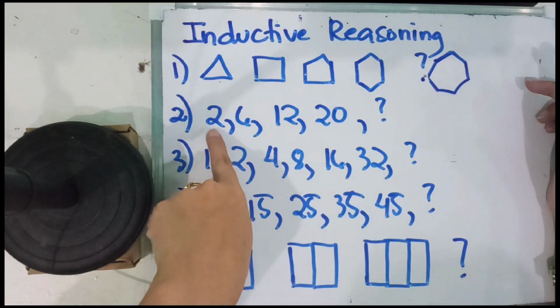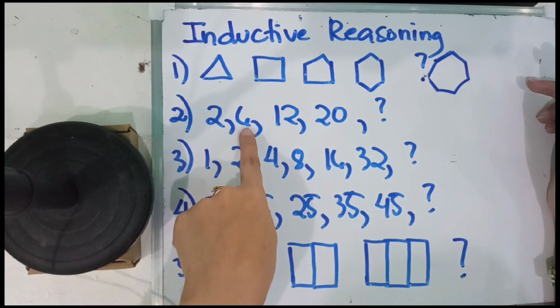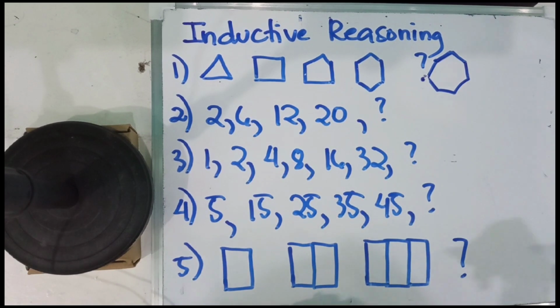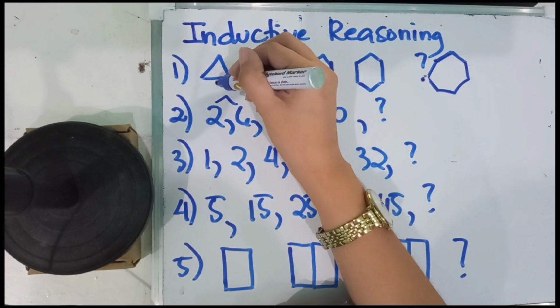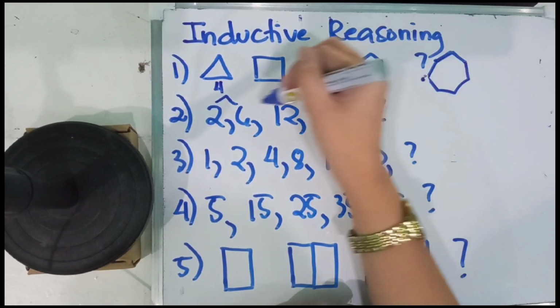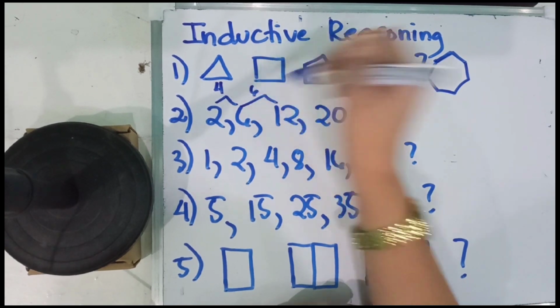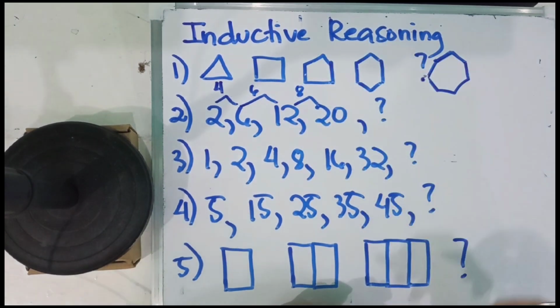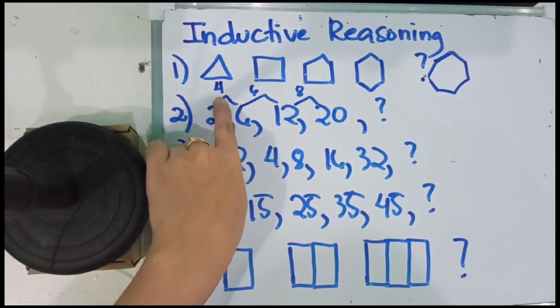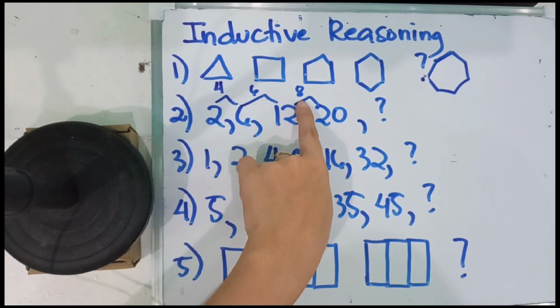So that's 2, 6, 12, and 20. If we take the difference between the two numbers, 2 and 6, that is 4. 6 and 12, the difference there is 6. 12 and 20, the difference there is 8. So there we can observe something. We have a certain pattern. So the difference is 4, the difference is 6, the difference is 8.